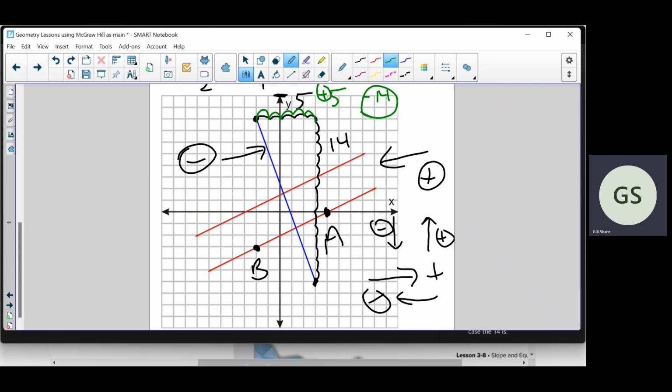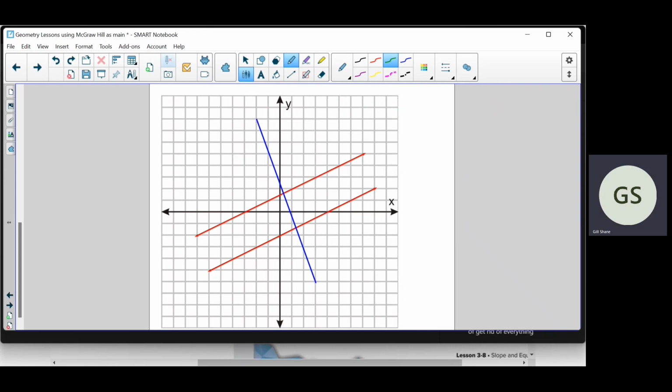So here's the final thing. So now that I know the slope, so these are the two slopes that I have. I can kind of get rid of everything. I have, it's actually rise over run. So it's 14 over negative 5. And the slope for the red lines was positive 1/2.